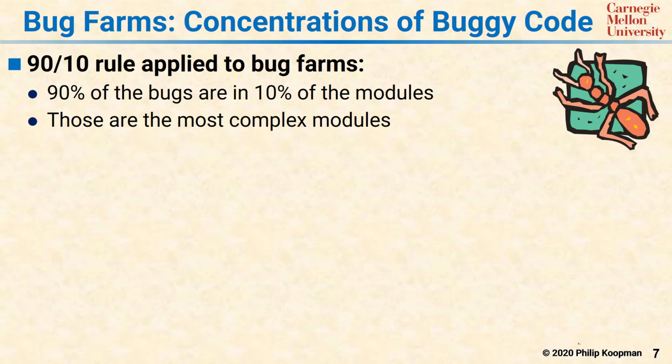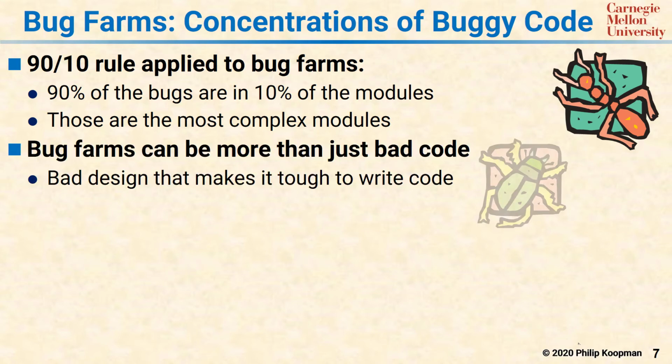Typically, you're going to find the bugs in the modules with high cyclomatic complexity, lots of global variables, spaghetti code, and so on. But the bug farms can be more than just bad code. If you have a bad design, just a poorly thought out design, it may be impossible to write code for it no matter how good the coder is. And that could be partly complexity, but it could just be because it's a poorly conceived design.